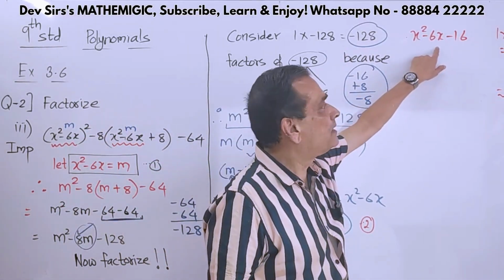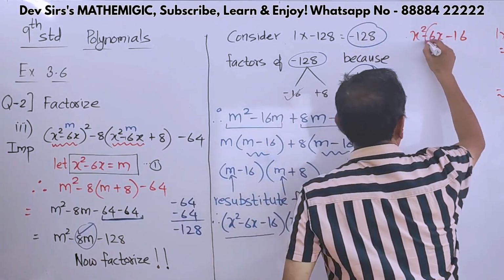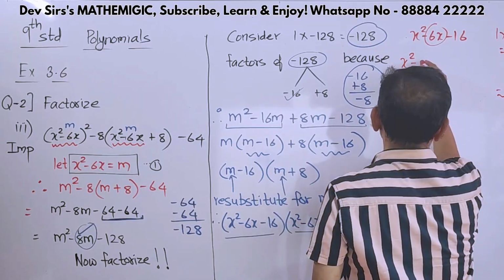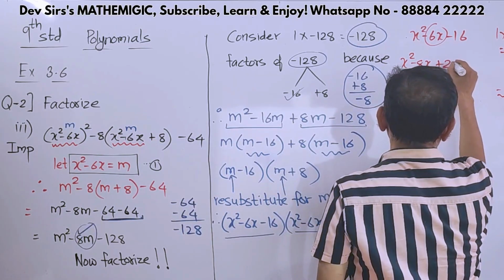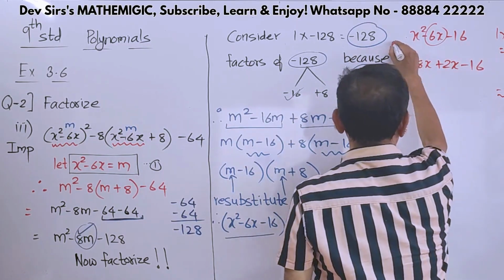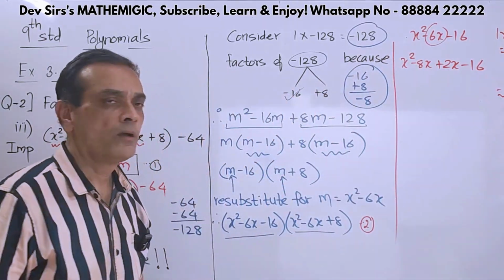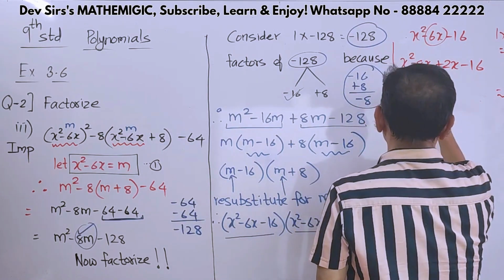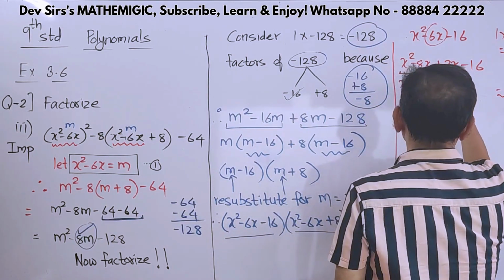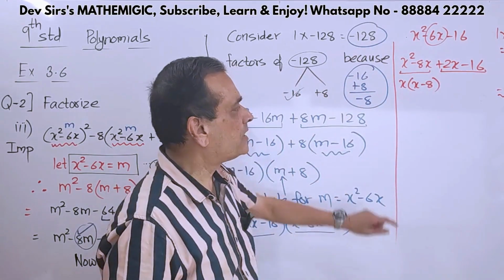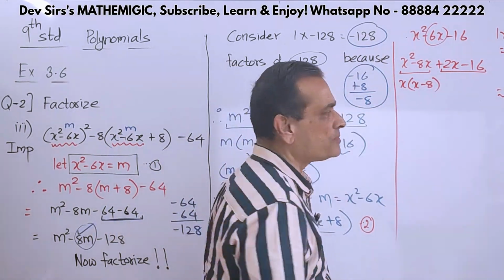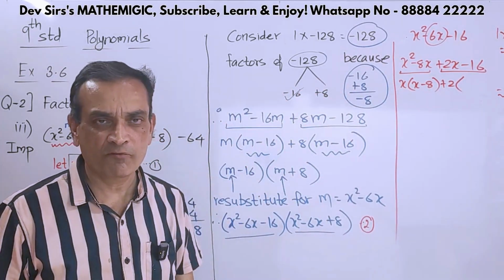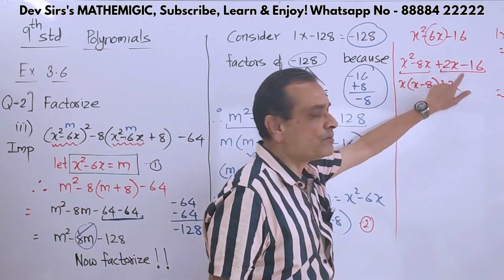Split up this term. Don't write minus 6x now. Write this as x squared minus 8x plus 2x minus 16. Now simple, select the first two terms, select the last two terms. In the first two terms x is common, in the last two terms along with the sign this number is common, 2 is common. First number is this, whatever is present, that number is usually common.